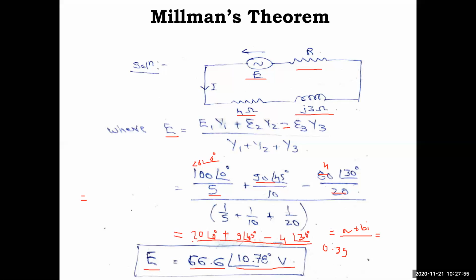Similarly, you need to find the second part, that is Z. Z is nothing but what? If you take this ratio, 1 by this ratio, you will get that, which is nothing but 1 by 0.35. Okay, we will see that.